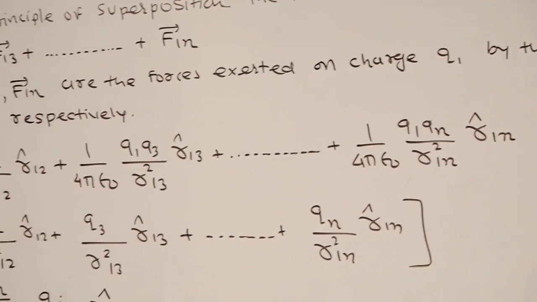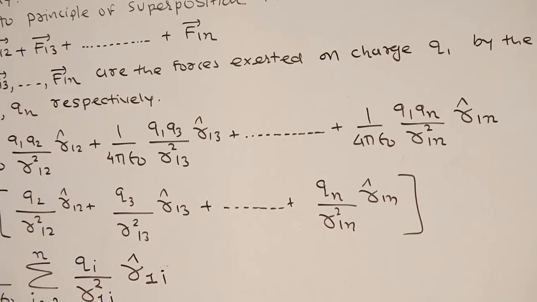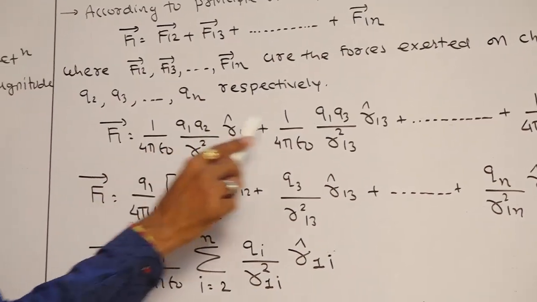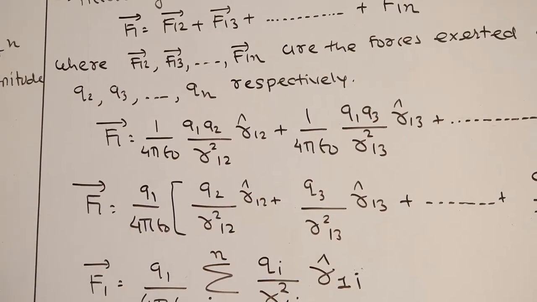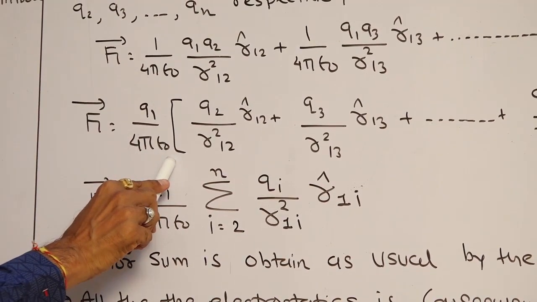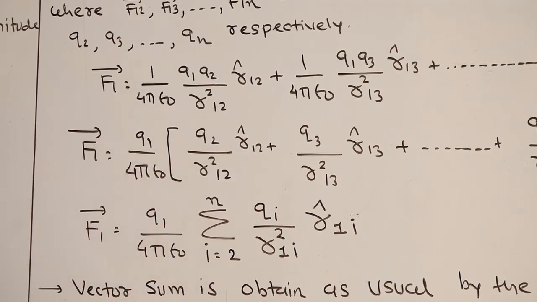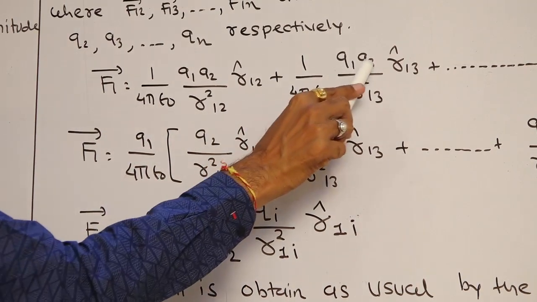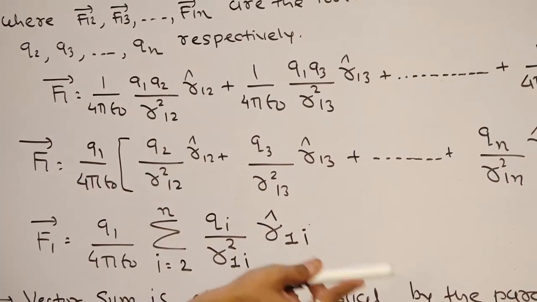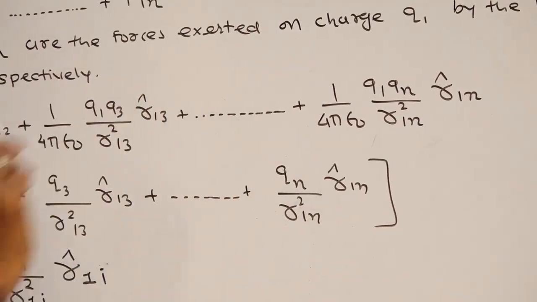Okay. Now, student, from the first term, the second term and the last term, which values are common? 1 upon 4 pi epsilon 0 is common to each term. Q1 is also common to each term. So the next equation can be written: vector F1 is equal to Q1 upon 4 pi epsilon 0, with Q2, r cap 12 and r square 12 remaining; in the next step, Q3, r square 13 and r cap 13 remaining; and in the last step, Qn, r square 1n and r cap 1n remaining.